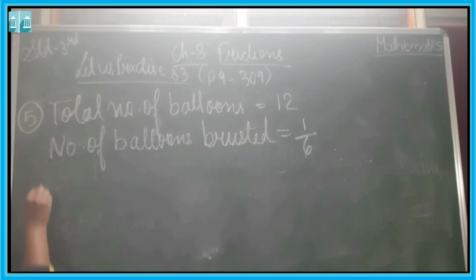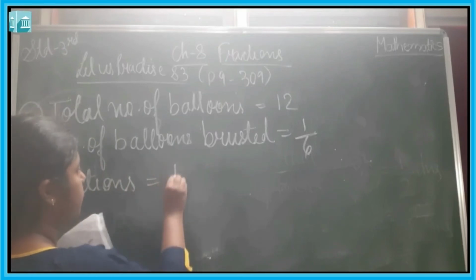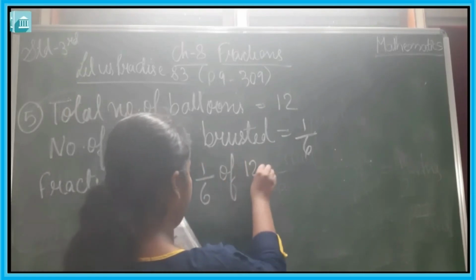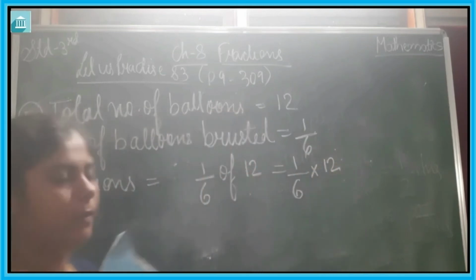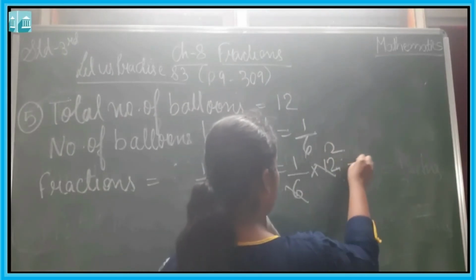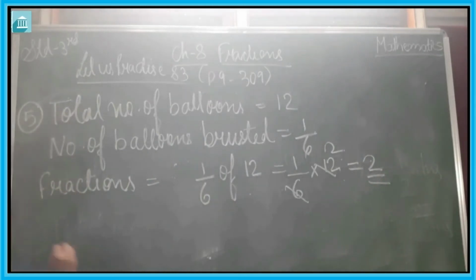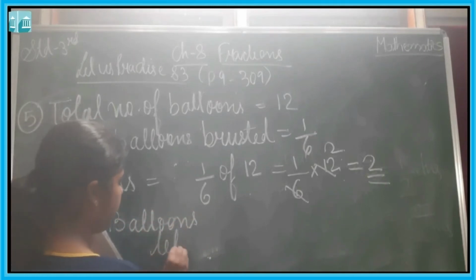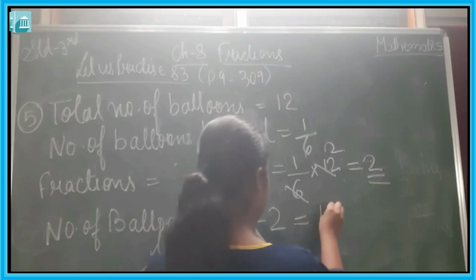Now, first we will take out the fraction, कि कितना burst हुआ है. Fraction is equal to 1/6 of 12, which is equal to 1 by 6 multiplied by 12. Now, 6 1s are 6, 6 2s are 12. So 2 balloons burst. How many balloons are left? Number of balloons left is equal to total 12 minus number of balloons bursted, which is equal to 10.